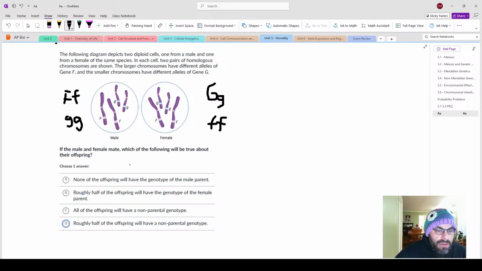If the male and female mate, which of the following would be true about their offspring? All right. This is going to be an interesting one. I remember answering this one earlier. So let's just evaluate each statement, right? Because we're looking for a true statement, and as soon as we find one, we're done. None of the offspring will have the genotype of the parent.